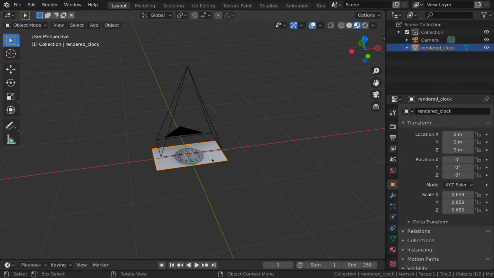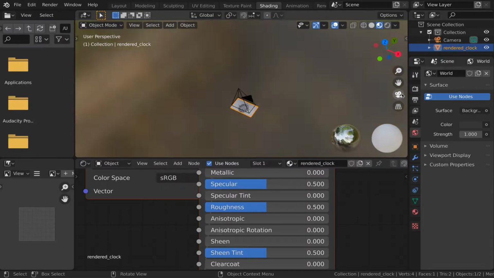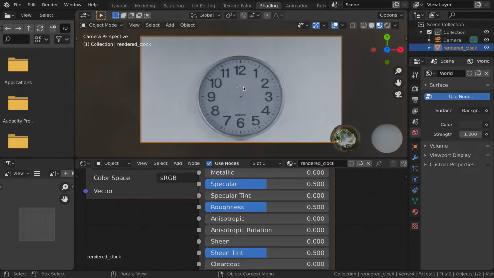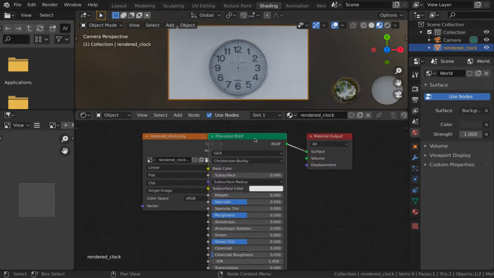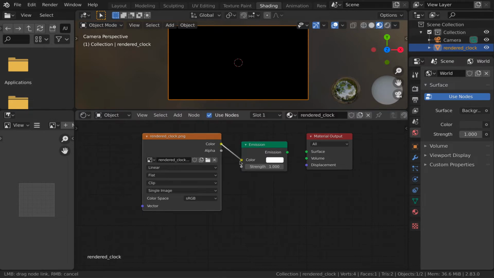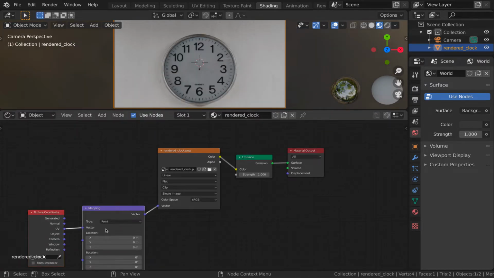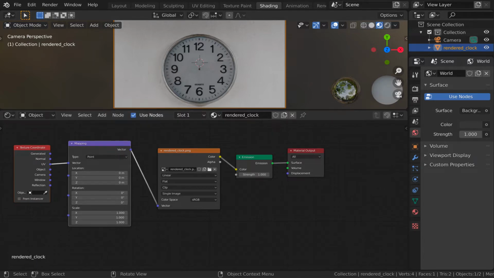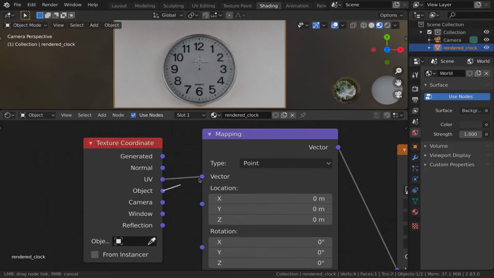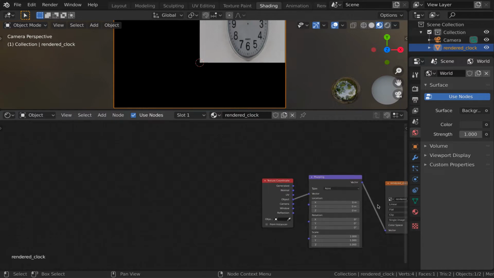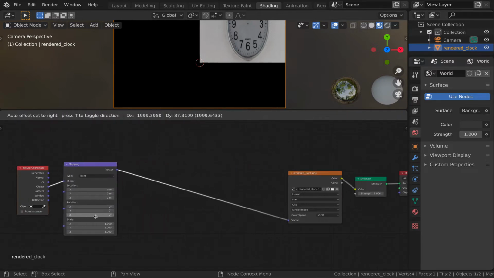Select your image plane, go to the shading workspace, and get into camera view. You can replace the Principled BSDF with a simple emission shader. Add a texture coordinate node and a mapping node for the image texture. Use object coordinates. Now insert a second mapping node and space them apart a little.